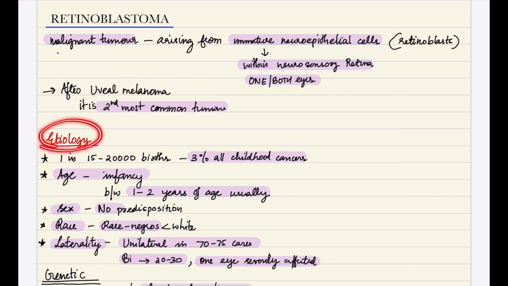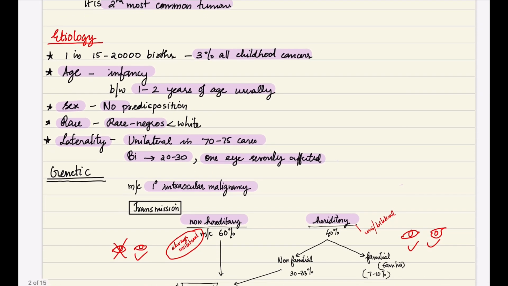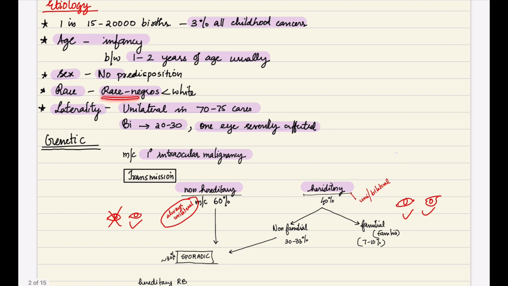Then we'll come to the etiology. It constitutes about 3% of all childhood cancers. Most commonly, it is seen between 1 to 2 years of age. There is no sex predilection. When we come to race, it is rare among Negroes.